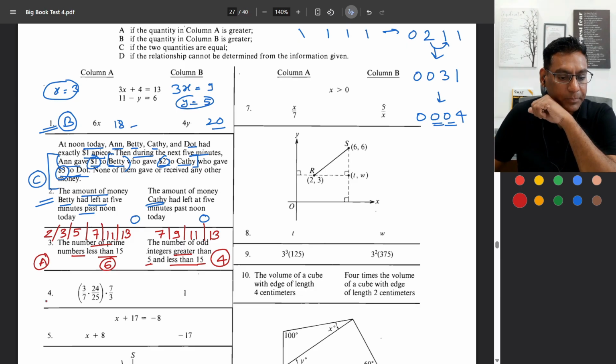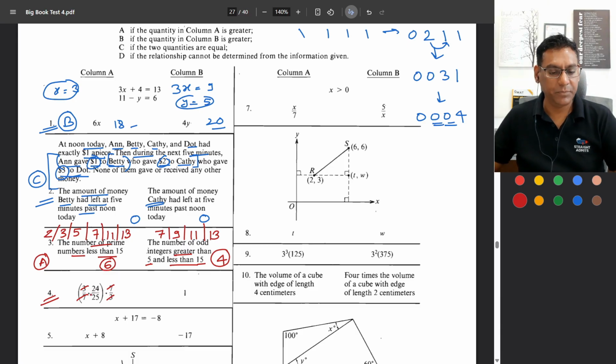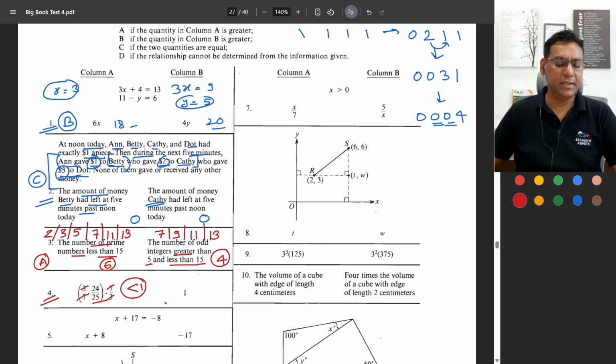Okay, question number 4. 3 by 7 into 24 by 25 into 7 by 3. Even the bracket doesn't matter because multiplication can be done without a bracket also. In that case, the 7 by 3 and 3 by 7 get cancelled. What I'm left with is 24 by 25. Both are positive numbers. The denominator is bigger. That means this number is going to be less than 1, whatever that number is. 0.96 actually is going to be less than 1. And I have 1 here. So answer choice B.